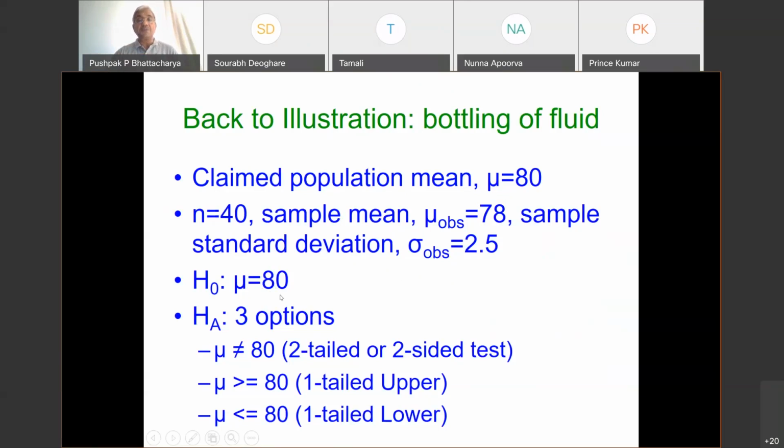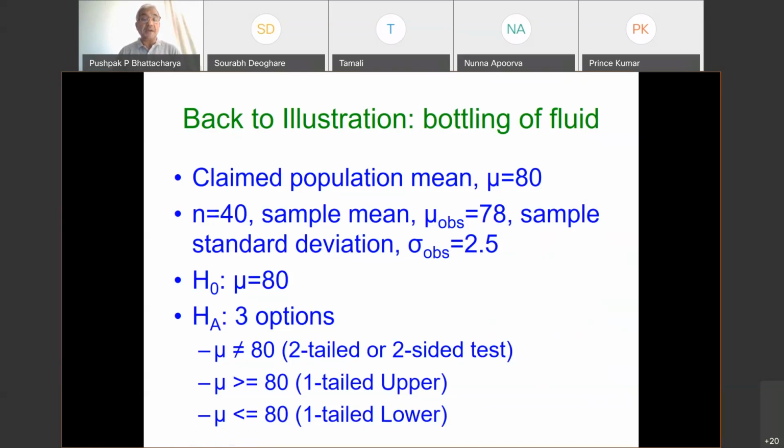So this we would like to reject. Remember, we would like to reject this hypothesis. And there are three options for the alternative hypothesis: mu is not equal to 80, greater than 80, and less than 80. We'll work with mu is not equal to 80, and not equal to 80 serves our purpose. If it is more than 80, then it is an economic loss for the factory. If it is less than 80, then the customer is being cheated, which is also undesirable.